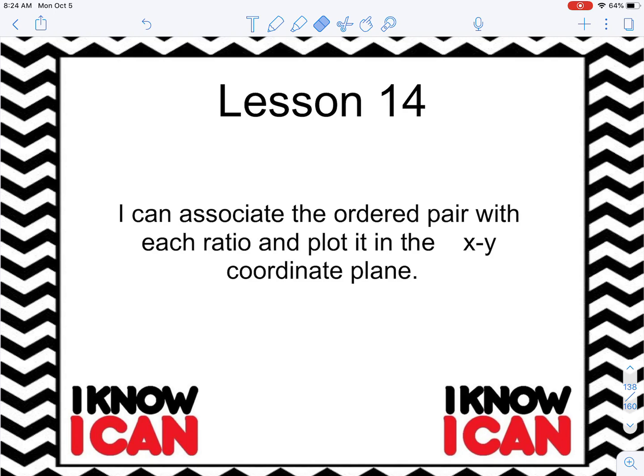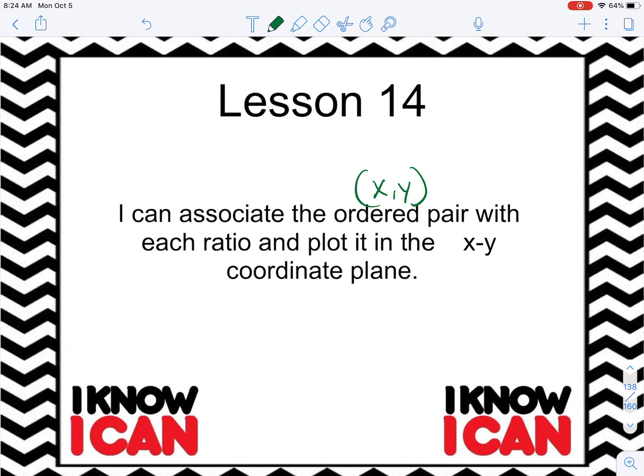Lesson 14 tells us I can associate the ordered pair with each ratio and plot it in the x and y coordinate plane. So what we're going to be doing today is looking at ratio tables, finding ordered pairs in those ratio tables, which will be x and y, always in parentheses, and we're going to plot those points, those ordered pairs, on a graph, on a coordinate plane.